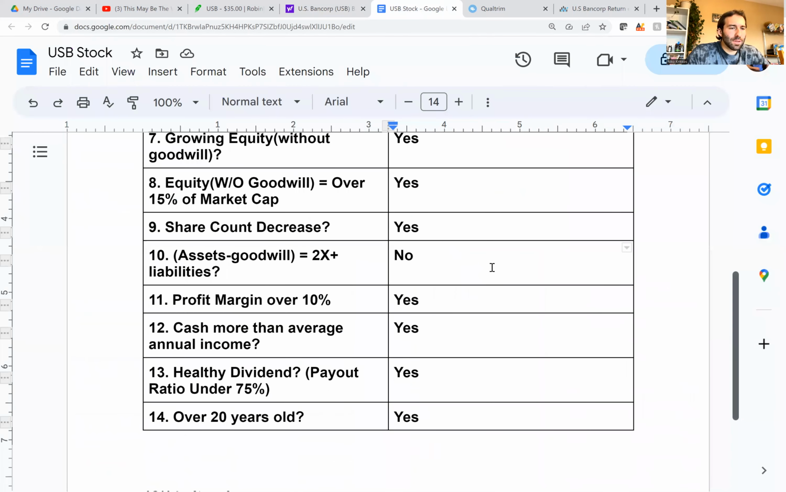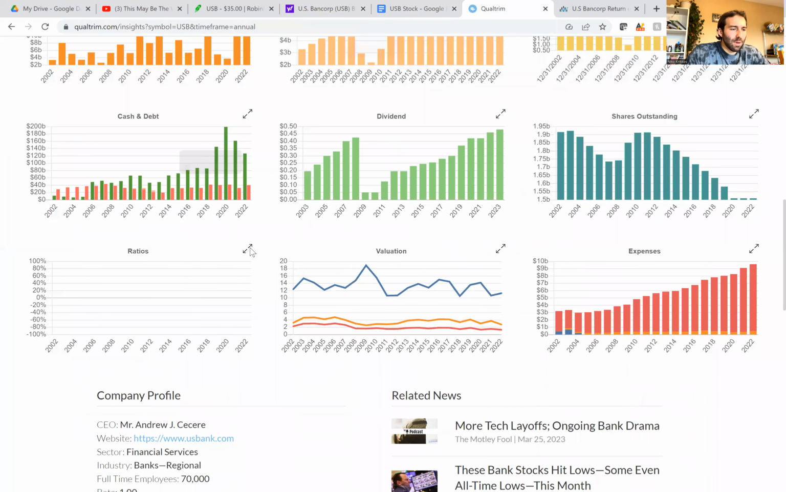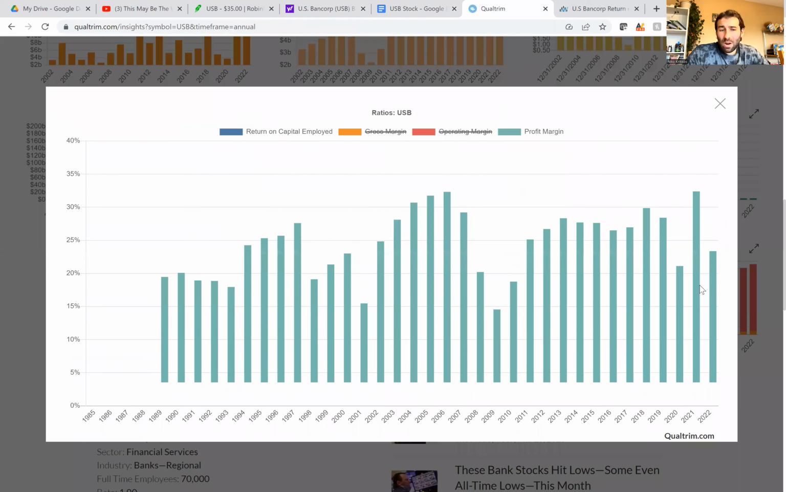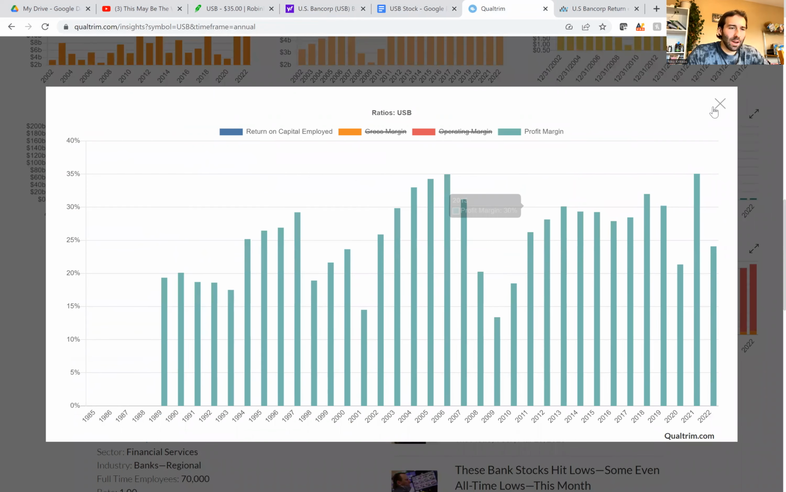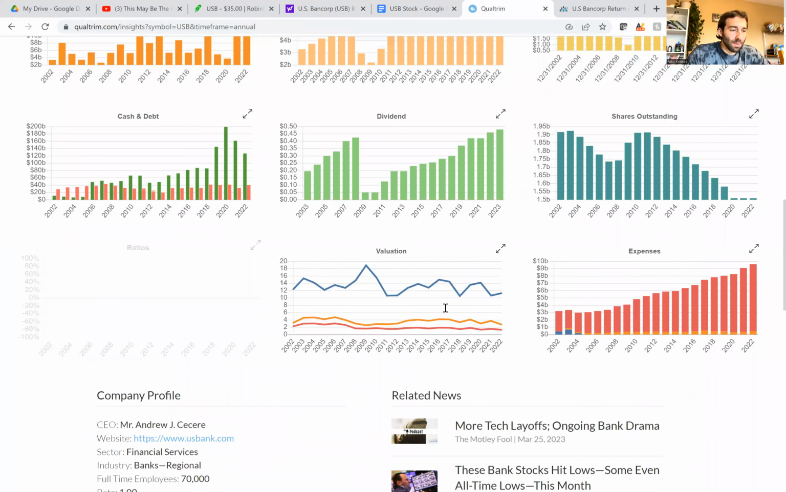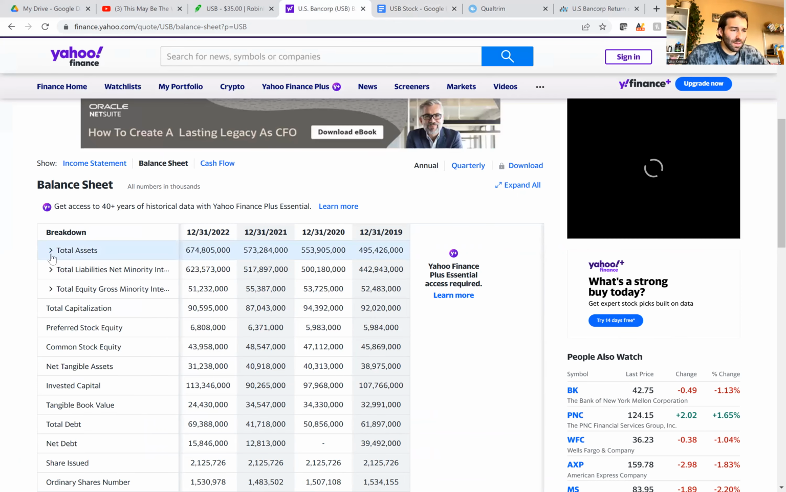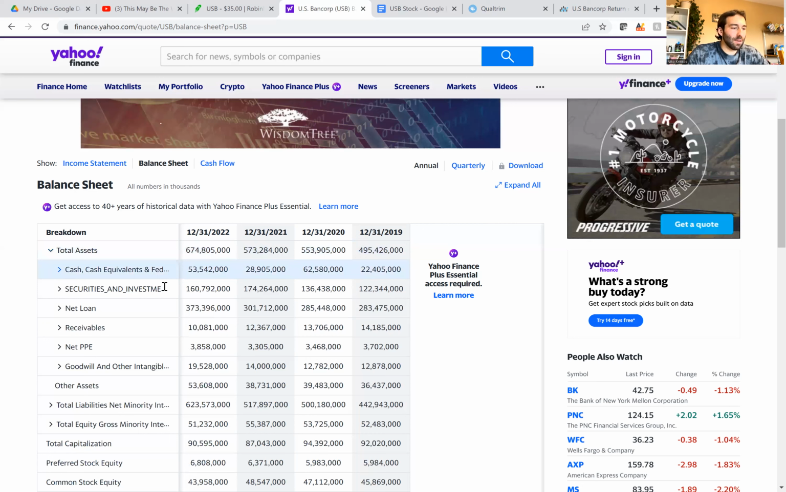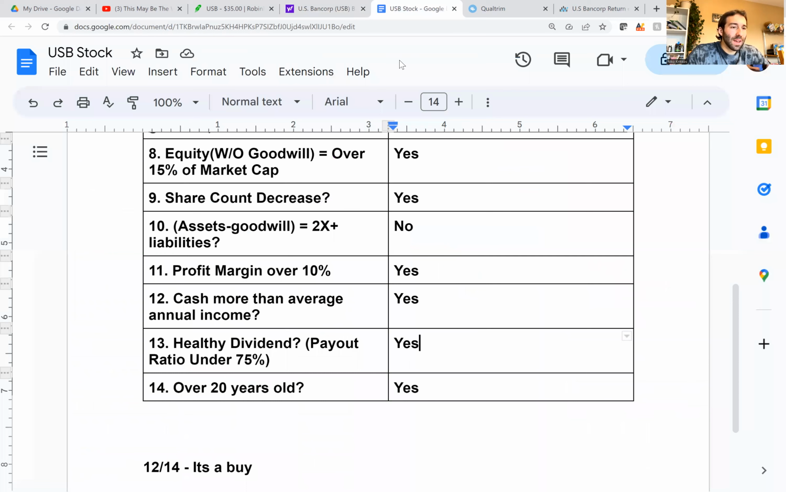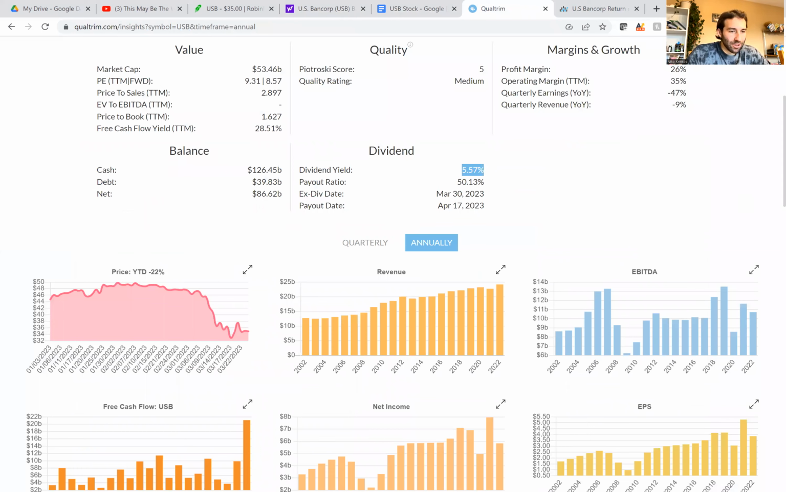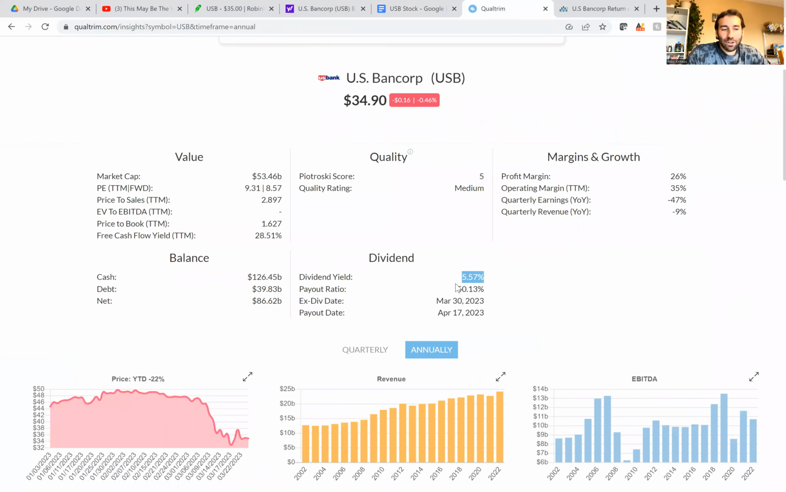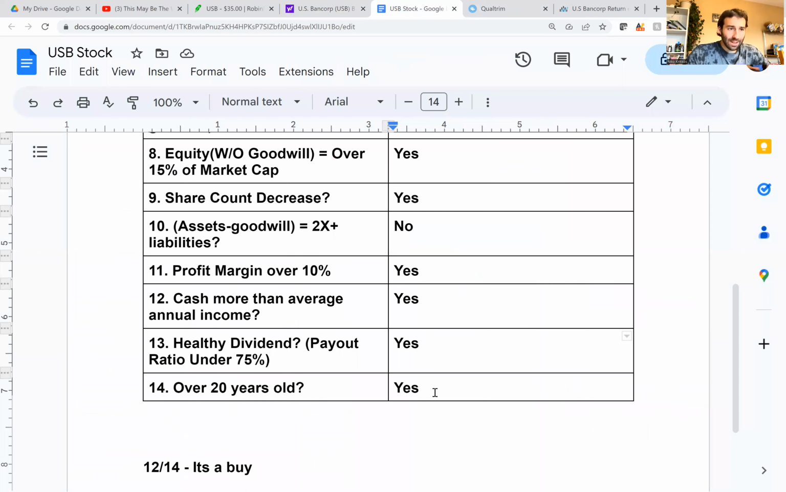Profit margin over 10%. And we are going to find out right here that it is 24%, 30%, anywhere in that range. Definitely strong numbers there. Is the cash more than average annual income? Yes, it is. Cash is sitting at, I think we saw $53 billion, right? $53 billion. They're normally doing $5 to $6 billion of net income. That'll get a check. Healthy dividend. Yes, we're looking at a 5.5% dividend. Very intriguing. And a payout ratio of 50%. Very healthy. Then, is it over 20 years old? Yes. It was founded in 1929.